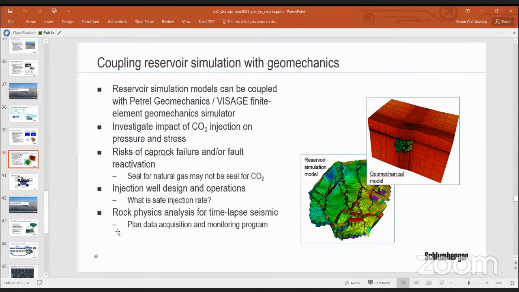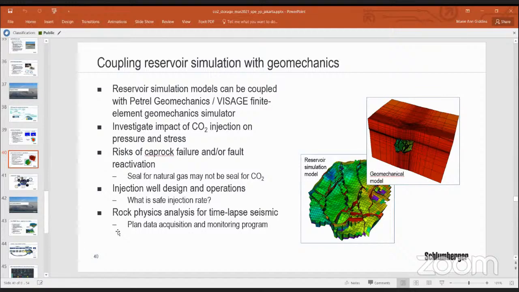We also need to think about geomechanics. So it's quite possible that even if you're injecting in a former gas reservoir, a caprock seal that works for natural gas may not be a seal for CO2. There's a risk that if you inject CO2 at a high rate and therefore at a high pressure, it may lead to fault reactivation or possibly caprock failure. So you need to design the injection well to maintain a safe injection rate while still achieving rapid enough injection.